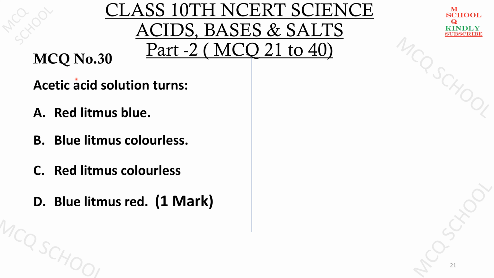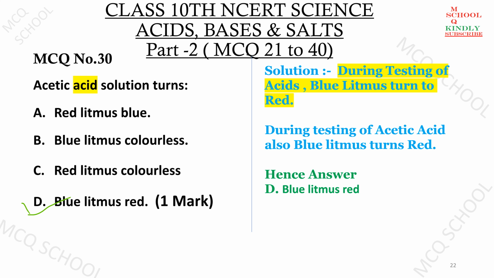MCQ number 30. Acetic acid solution turns: A, red litmus blue, B, blue litmus colorless, C, red litmus colorless, D, blue litmus red. So what is the answer as per you? We know that during testing of acids, blue litmus paper turns red. Hence, during testing of acetic acid also, blue litmus turns red. Hence, the answer is blue litmus red, that is D.